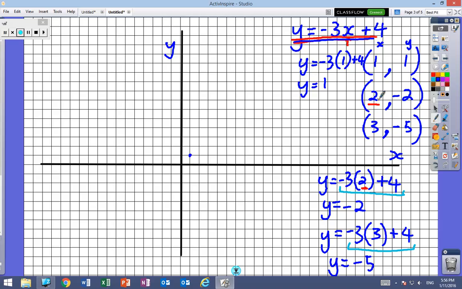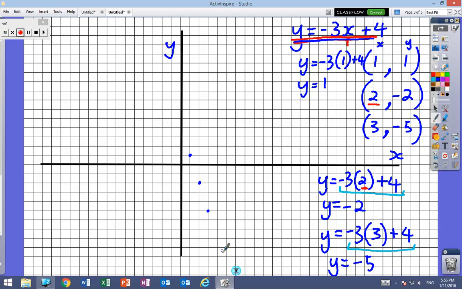Then I've got 2 minus 2. That's 2 across, 2 down. Then I've got 3 minus 5, 3 across, 5 down. 1, 2, 3, 1, 2, 3, 4, 5. Oh, and we can see this is called a linear relationship because it makes a straight line.